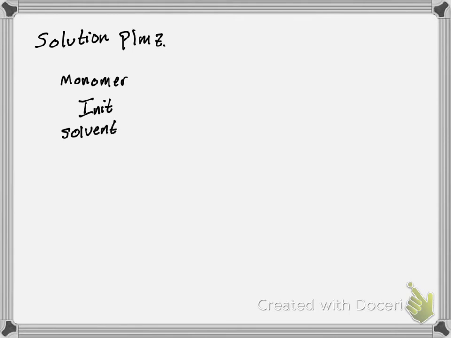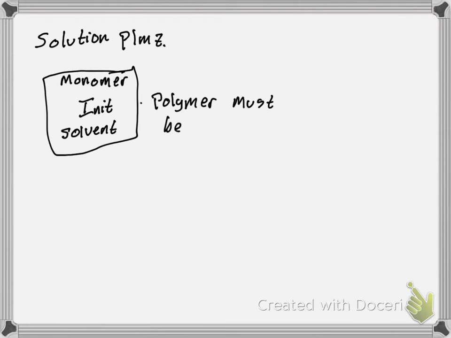Now, probably the next common one to it would be solution polymerization. Now, in a solution polymerization, as you can probably guess from the title, we've got monomer, our initiator, and our solvent. All in that batch. There's one more thing that has to happen for this to work. The polymer must be soluble in the solvent. More on that in just a minute. Because there's some really sexy things you can do with this.